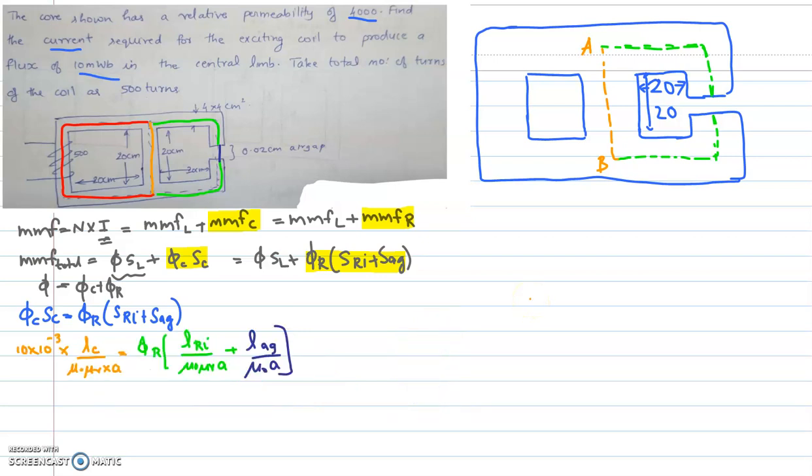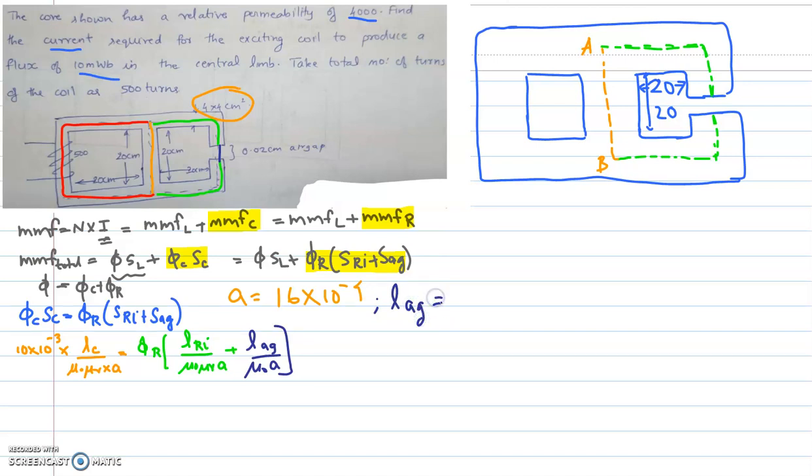So we need to calculate the length of the central limb, length of the iron path on the right limb, length of the air gap, and the area of cross section. Area of cross section is already given. It is 4 into 4 centimeter square, that means 16 into 10 to the power of minus 4. So A is 16 into 10 to the power of minus 4. Now our intention is to calculate what is LC, LRI, and LAG. LAG is already given to you.